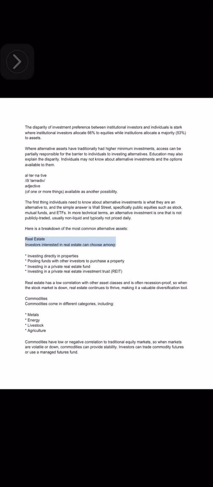Real estate. Investors interested in real estate can choose among investing directly in properties, pooling funds with other investors to purchase a property, investing in a private real estate fund, or investing in a private real estate investment trust, REIT. Real estate has a low correlation with other asset classes and is often recession-proof, so when the stock market is down, real estate continues to thrive, making it a valuable diversification tool.